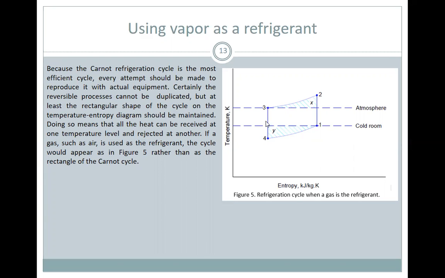This diagram is for air. Air is a near ideal gas. So 1, 2, 3, 4.